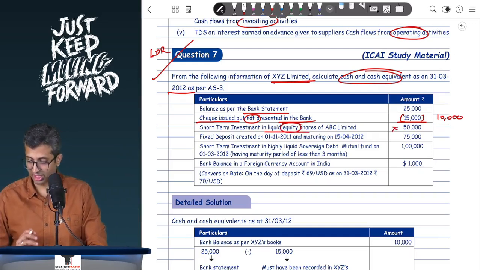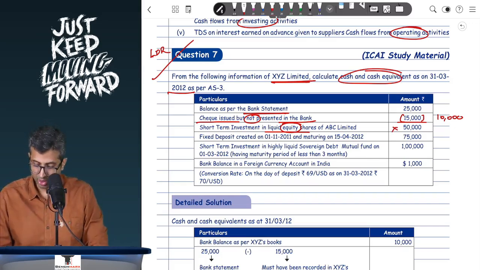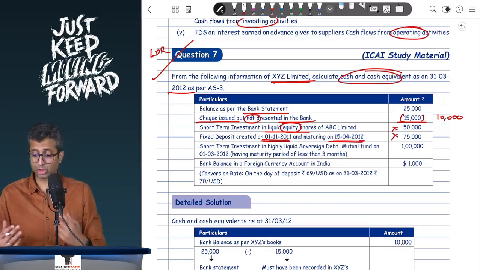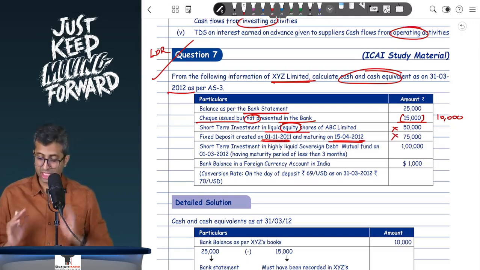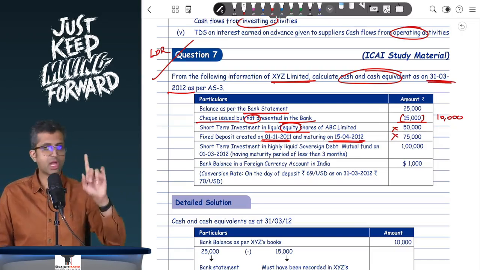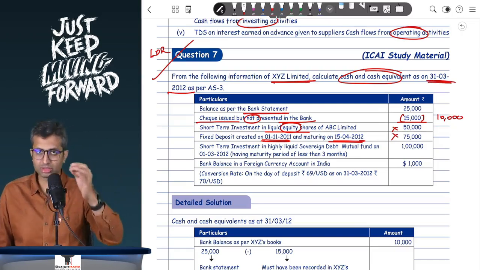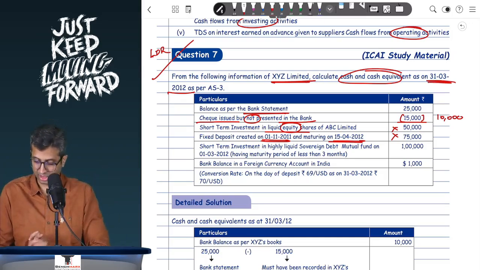Short-term investment in liquid equity shares. This cannot be a cash equivalent because it is equity shares. Will have a significant change in value. Fixed deposit created on 1st January 11, maturing on 15th April 12. Again, this cannot be cash equivalent because it is more than 3 months from acquisition date. If you take the balance sheet date on 31st March 12, it is only 15 days remaining. However, you don't take that. You take 3 months from the acquisition date. This is not 3 months from the acquisition date, and hence it is not a cash equivalent.